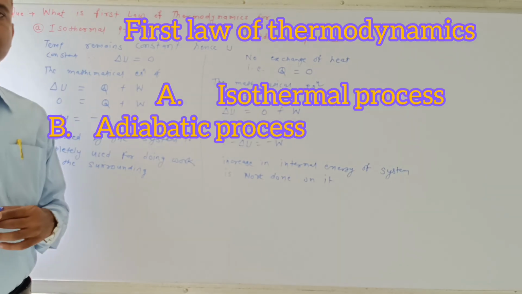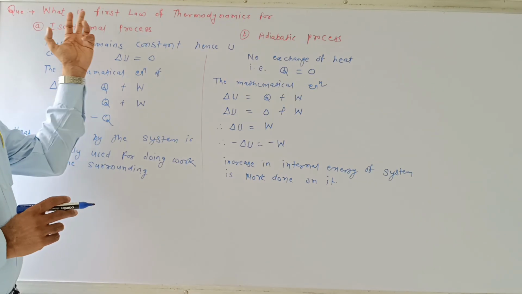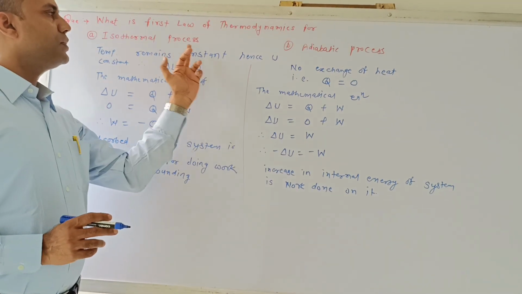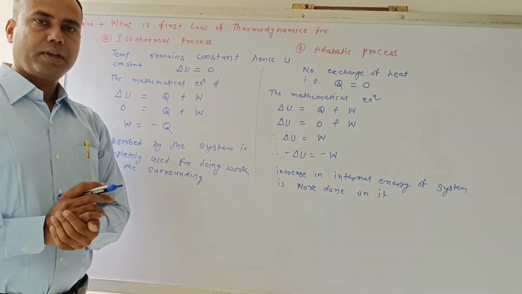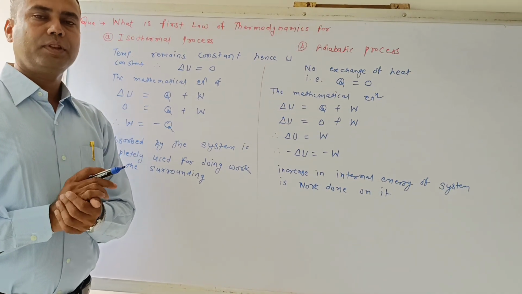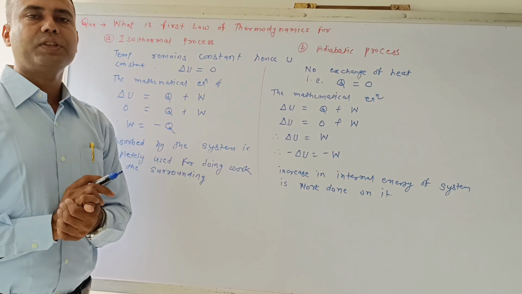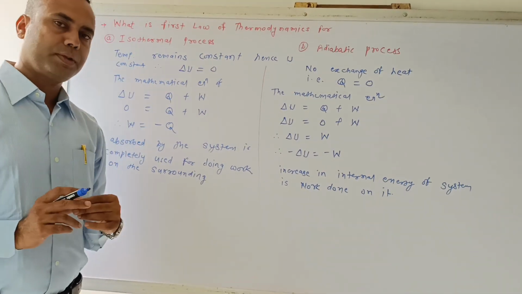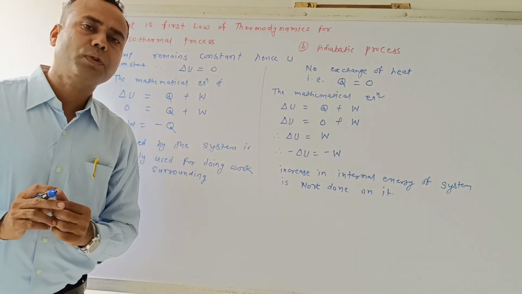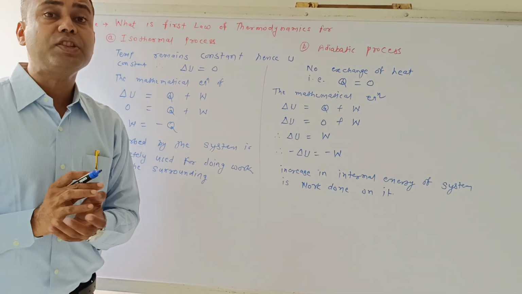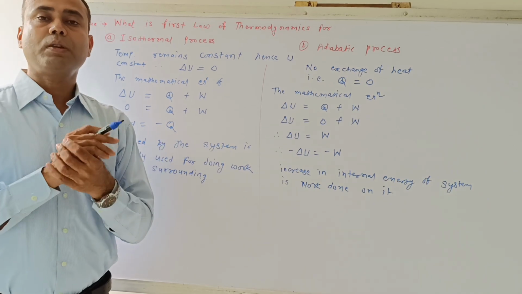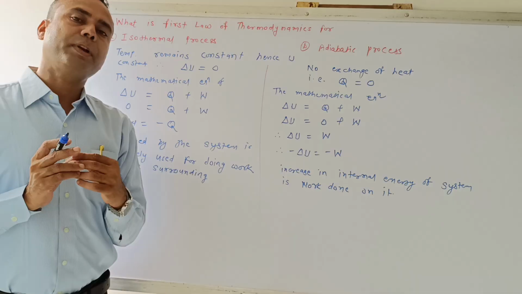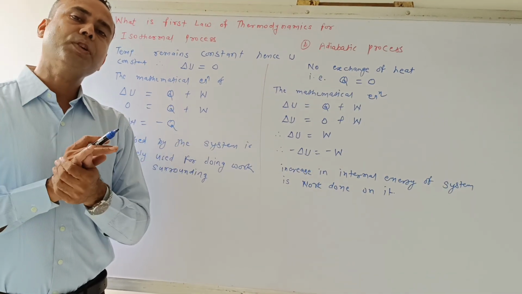So students, now we are going to discuss the first law of thermodynamics for isothermal process and adiabatic process. Now we are going to apply the mathematical equation of the first law of thermodynamics for isothermal process and adiabatic process. So isothermal process means what? It is the process in which temperature remains constant. It's called an isothermal process, which means delta T is equal to 0. As internal energy is temperature dependent, internal energy change is also 0.